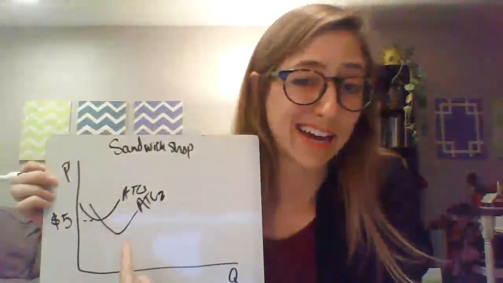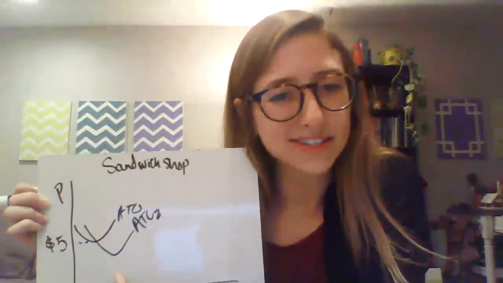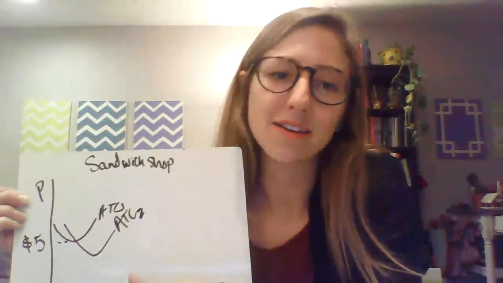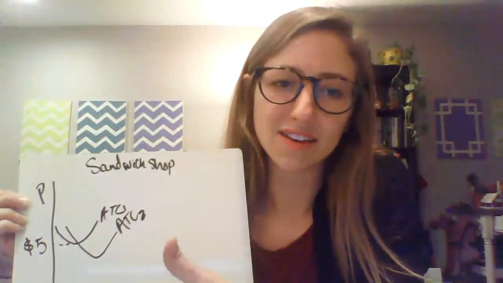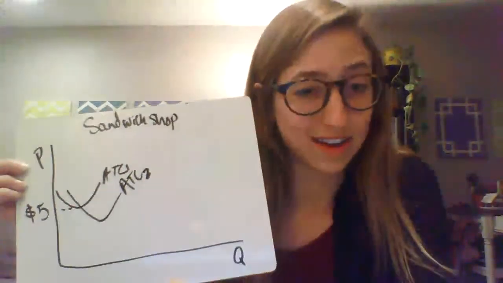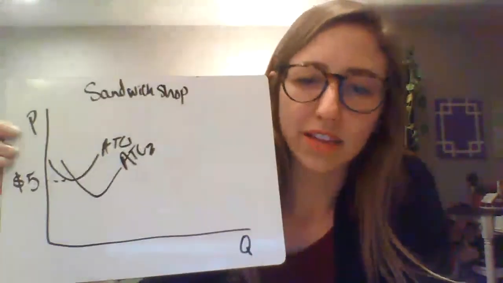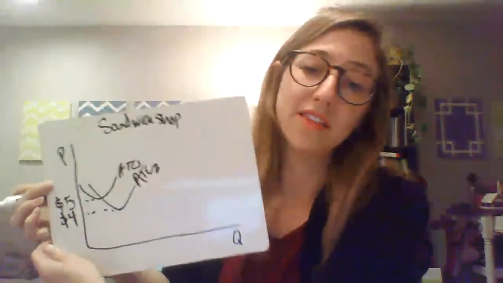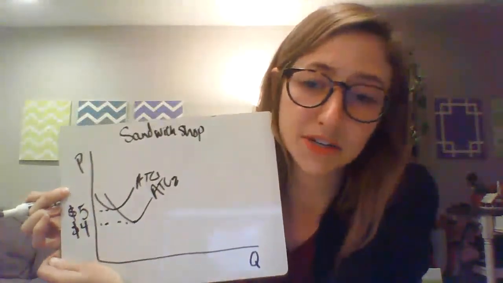So then we draw a new ATC curve. We'll call this ATC 2. So the company's now expanded. They have a second sandwich shop. And now that they have a second sandwich shop, they can negotiate better deals by buying resources in bulk. So they go to the suppliers and can cut a better deal. Let's say now they can make a sandwich for $4 because they get a better deal on their materials.